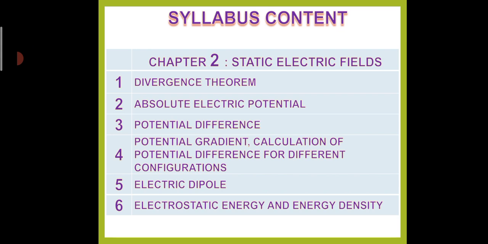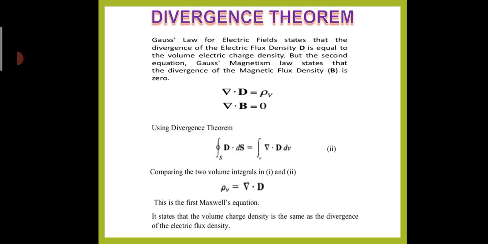Now, syllabus content. First is Divergence Theorem. Second one is absolute electric potential. Third one is potential difference. Fourth one is potential gradient. Calculation of potential difference for different configurations. And fifth is electric dipole. And sixth is electrostatic energy and energy density.